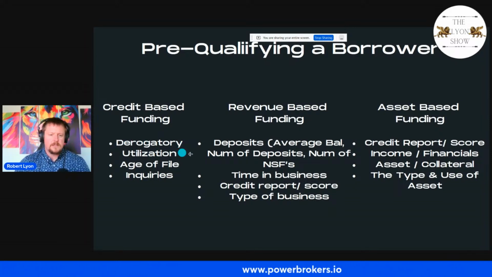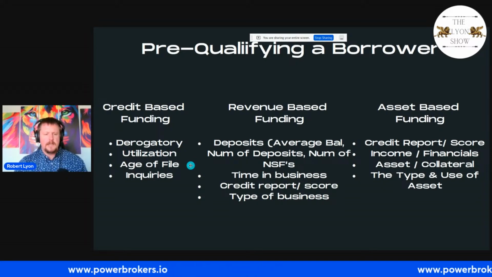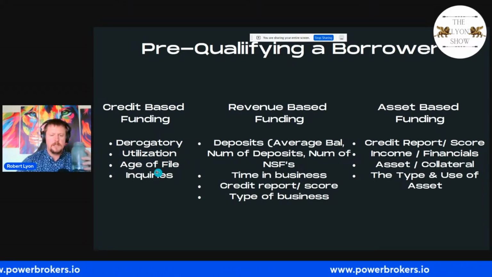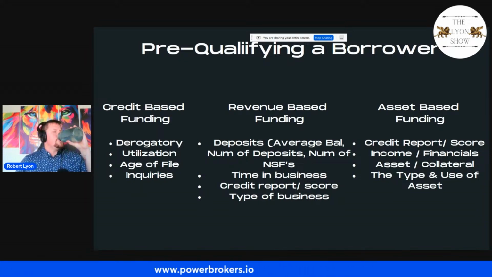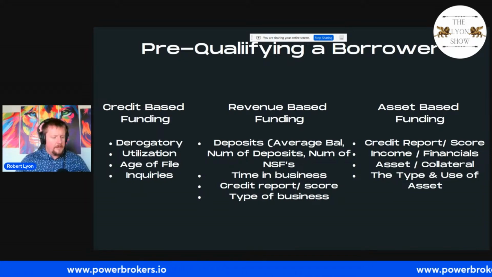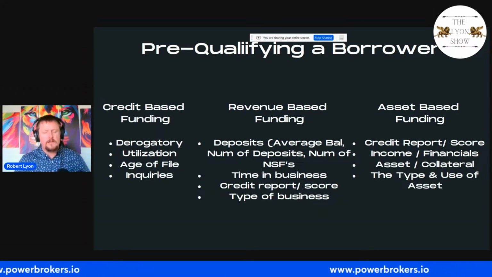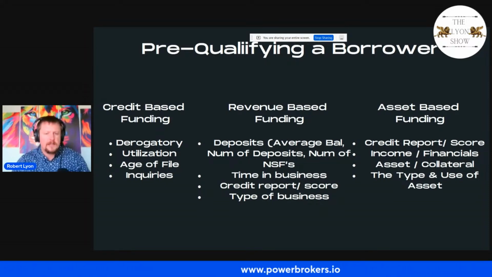You're going to be looking at the utilization. We typically want utilization below 15% before we apply to anything. The age of the file. You need to be at least 2 years in business typically to get business credit. And then the number of inquiries, right? If you have more than like 3 inquiries, your likelihood of getting approved goes down drastically.